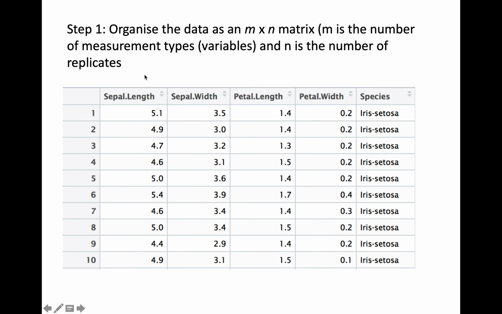So the first step would be to organize our data as an m times n matrix, right? We spoke about m times n, where m are the dimensions, okay, the number of measurement types. So we measure the length, the width of these flower bits. And n is the number of replicates that we have. Okay, this is 10 per the species, and there were more species, so this would go down into different species. So we have n length of m measurements.